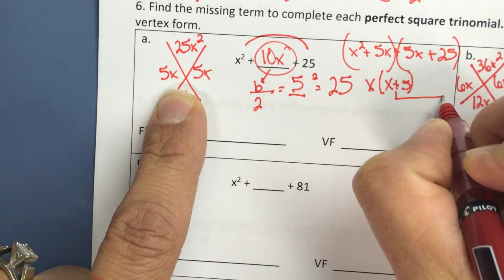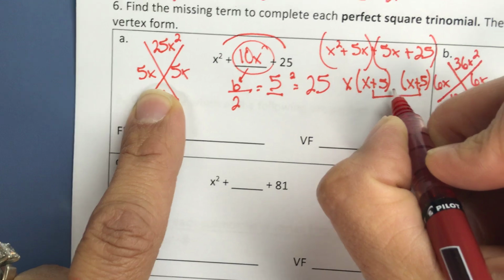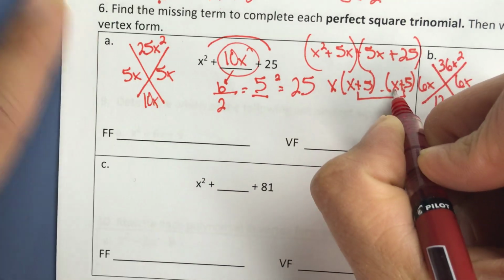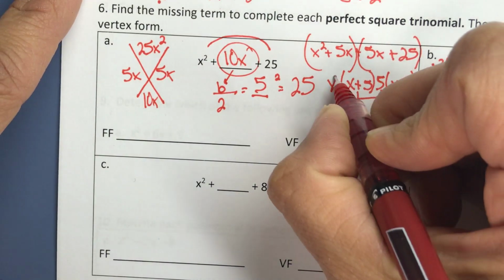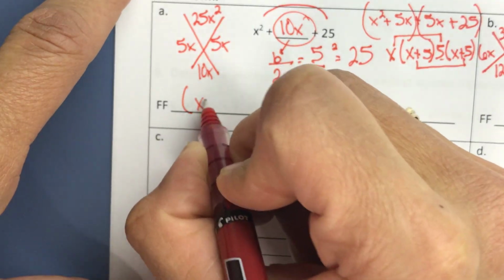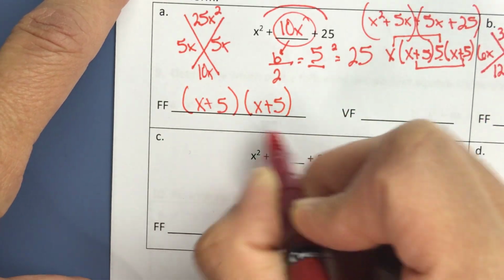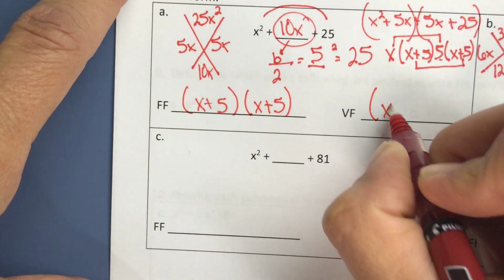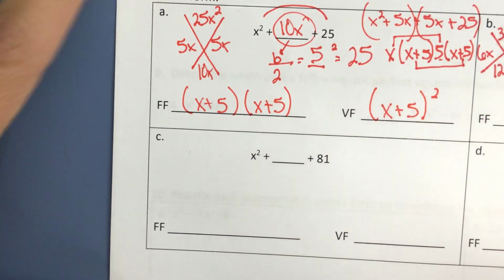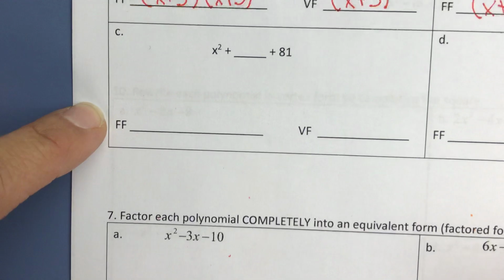And then I'll need my matching set. I'll need another x plus 5. So what was it that gives, when I take it to x, gives me the 5x, and that'll be a 5. So again, I'll have two sets of matching parentheses. I'll have x plus 5 and another x plus 5. And that's factored form. And if I just write it once with the parentheses squared, then that's vertex form. So you can go back and try C now.